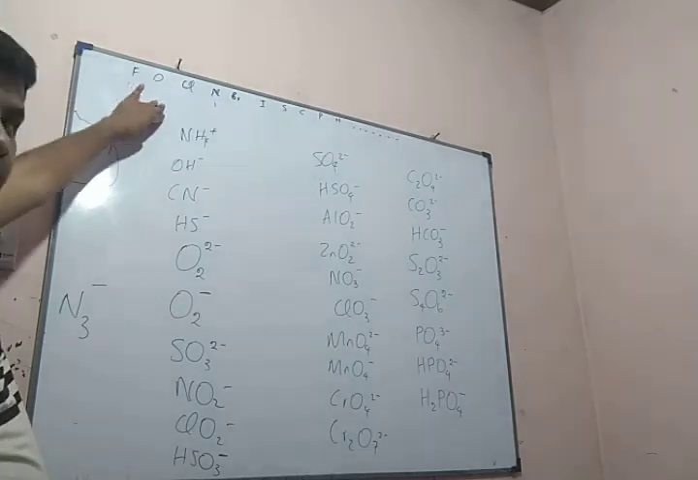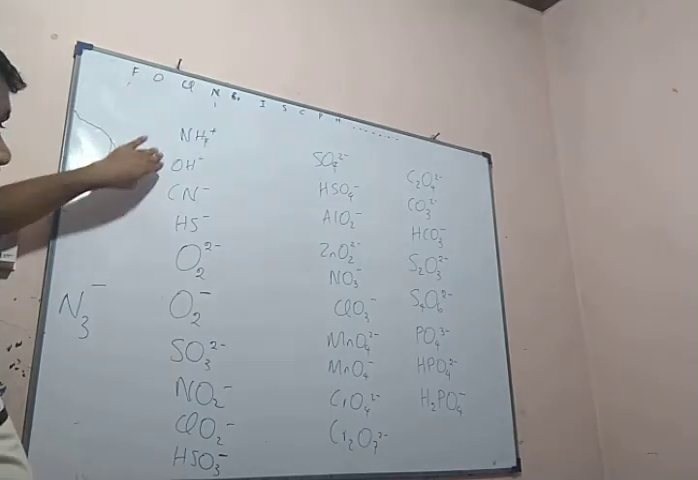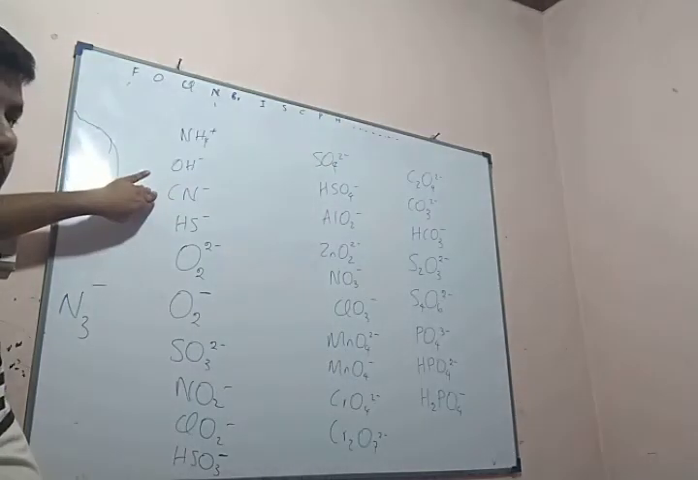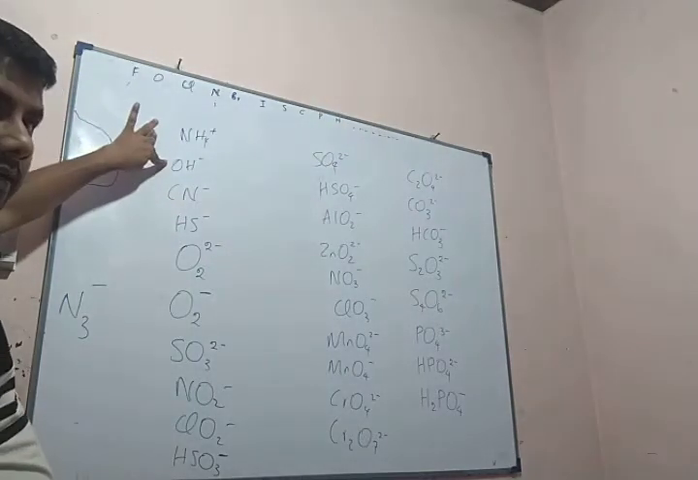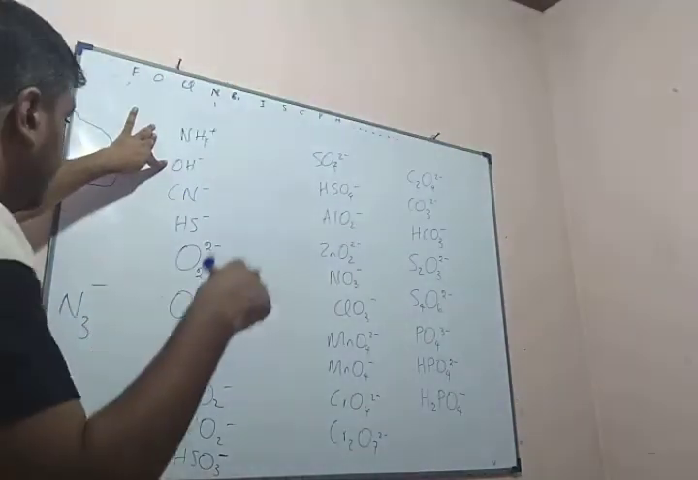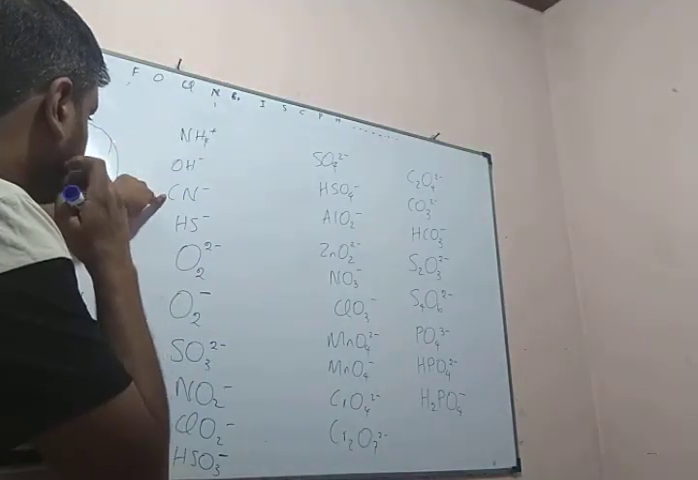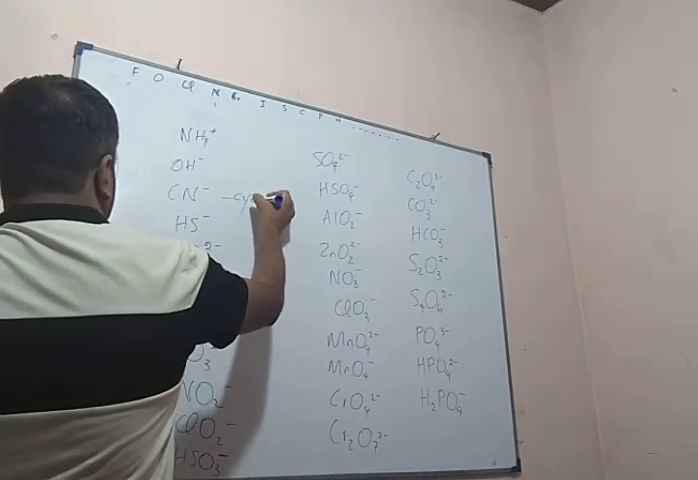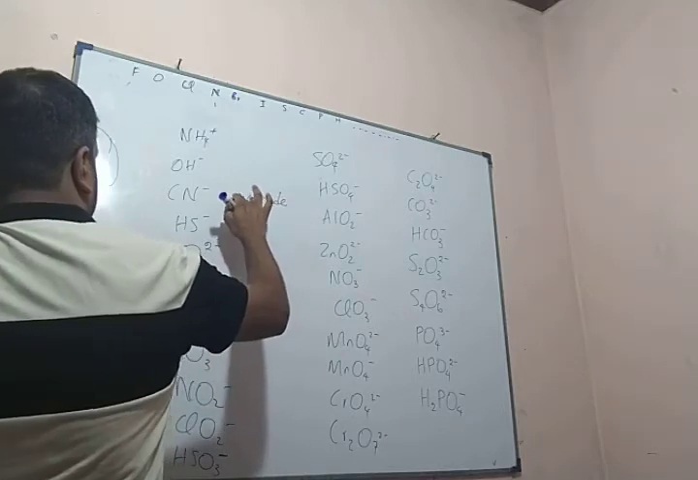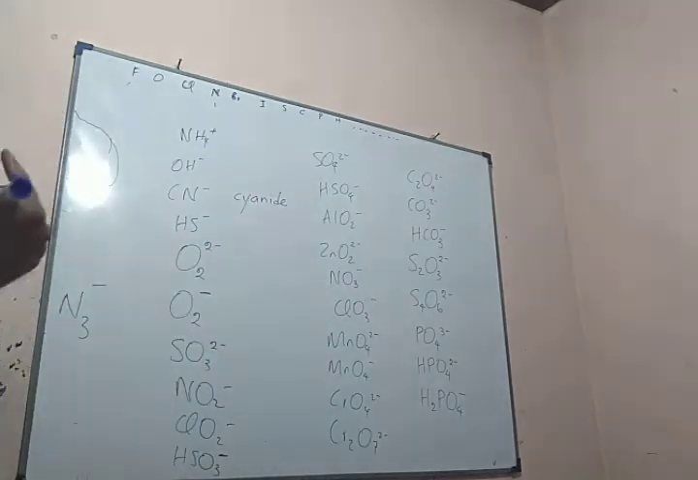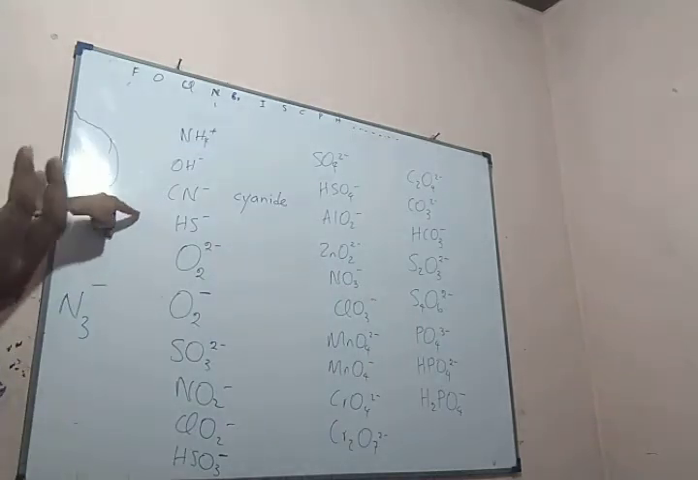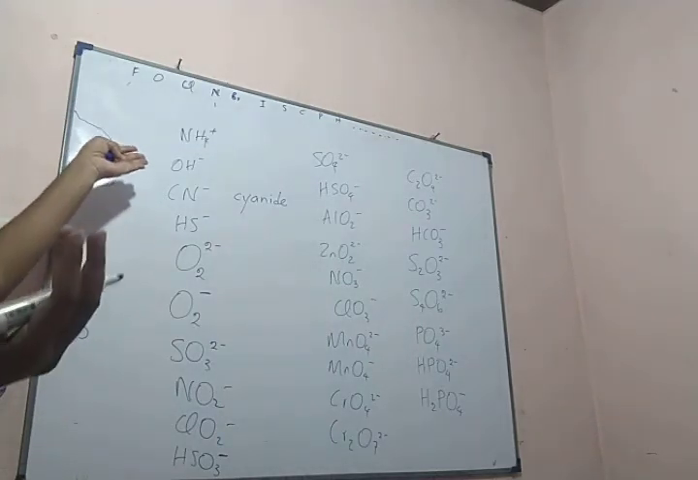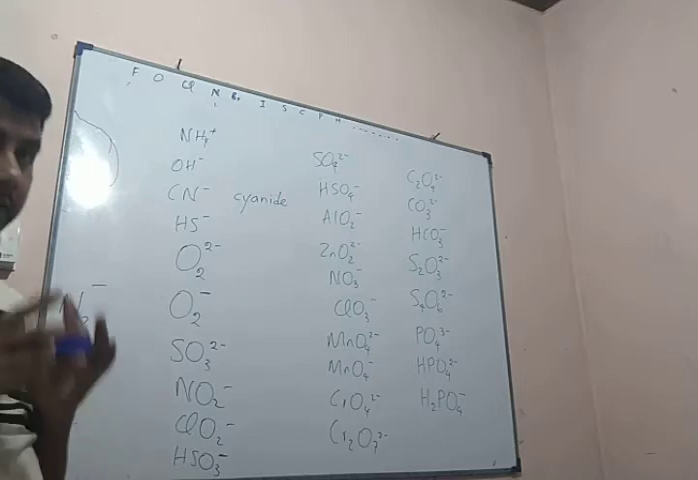Okay, ammonium ion. What's the name of this? Hydroxide, right? Hydroxide ends with ide. What's this? Cyanide, a special name. Cyanide is dangerous, right? Normally potassium cyanide, hydrogen cyanide, sodium cyanide, they are very dangerous. Yes, they are very poisonous.